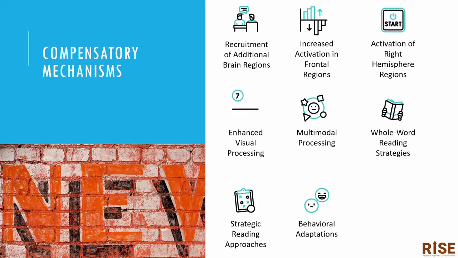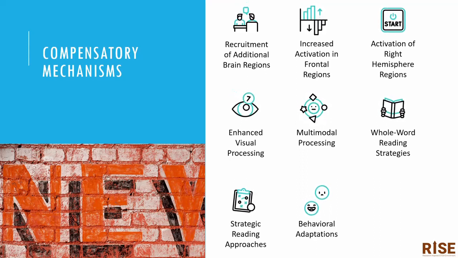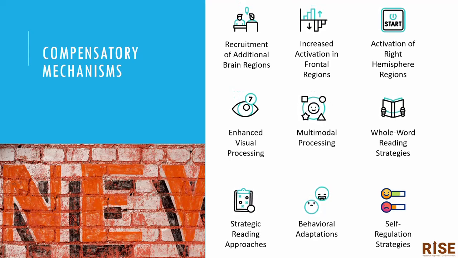8. Behavioral adaptations. At the behavioral level, individuals with dyslexia may develop compensatory strategies such as slowing down their reading pace, rereading passages, or using aids like finger tracking to maintain their place in the text. These adaptations can enhance comprehension and accuracy. 9. Self-regulation strategies. Some individuals with dyslexia develop self-regulation strategies to manage frustration and maintain motivation. These strategies may include setting realistic goals, breaking tasks into manageable steps, and seeking support when needed.